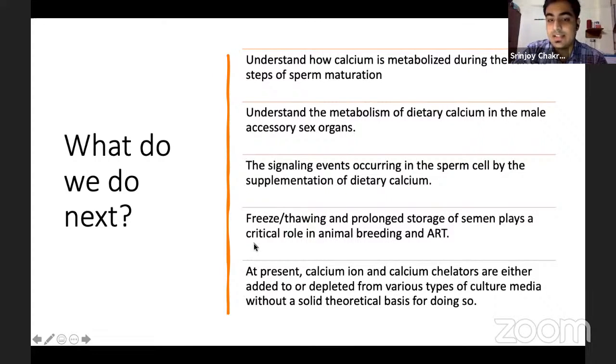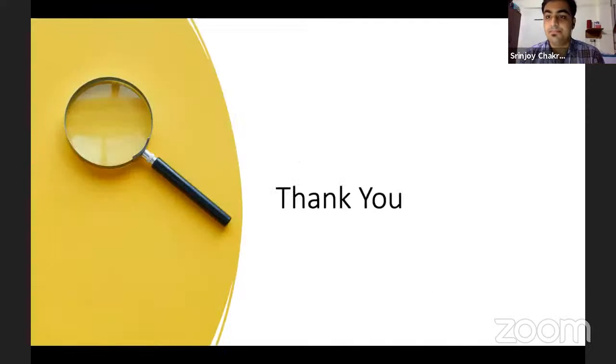Lastly, freeze thawing and prolonged storage of semen samples play a very critical role. So the use of calcium ions and calcium chelators should be properly regulated, which forms the basis of this entire study. These are some of my key references, and thank you.